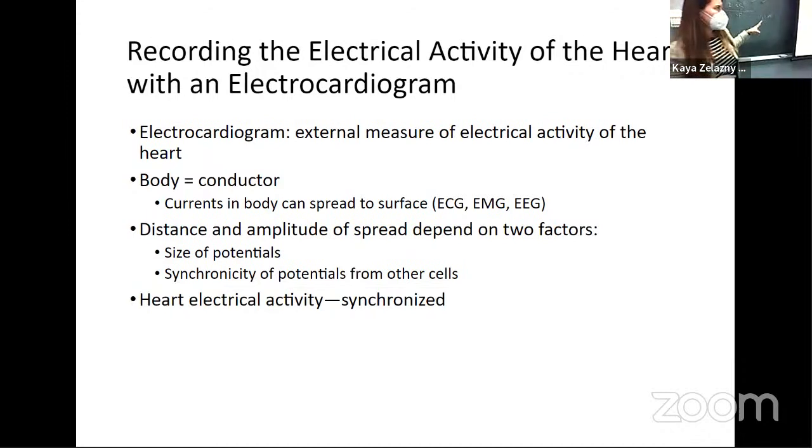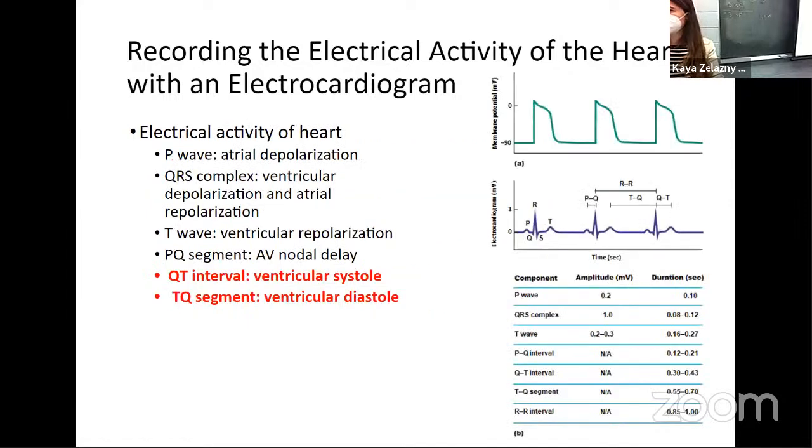So the distance and amplitude of the spread, basically properties of this graph that we're going to see, are going to be dependent on the size of the potentials, right? So how big these action potentials are, and then also how synchronized these potentials are between our cells. Now, looking at the heart is pretty easy on that second point. The heart is really synchronized. So that's really helpful for getting a clear diagram, right? A clear graph. So we're going to see something that looks kind of like this.